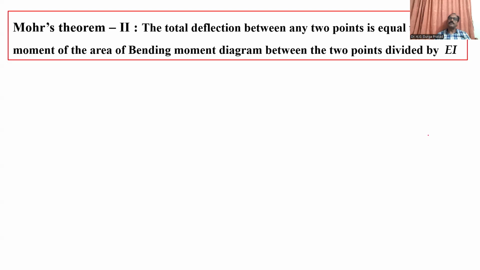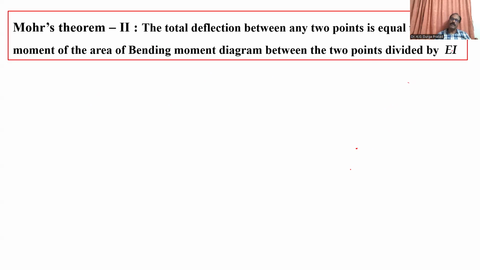Now, Mohr's theorem 2. So already I told you Mohr's theorem 2 is related to deflection of the beam. To find the deflection of the beam, you have to use Mohr's theorem 2. What Mohr's theorem 2 states is that the total deflection between any 2 points is equal to the first moment of area. What is the meaning of first moment of area? Area into centroidal distance. You will get the first moment of area between any 2 points, divided by EI.